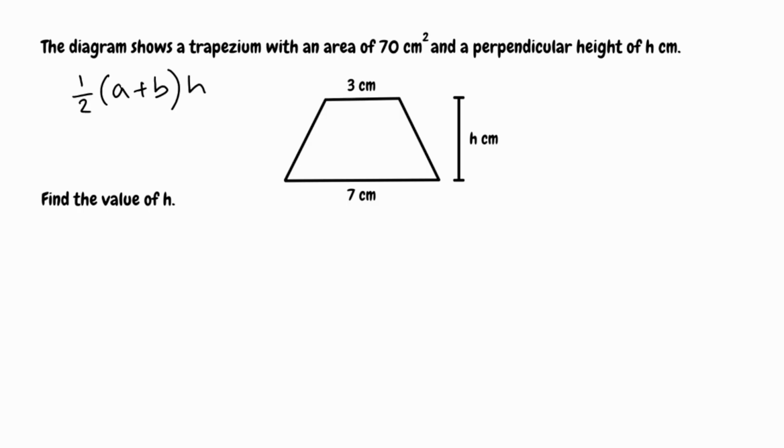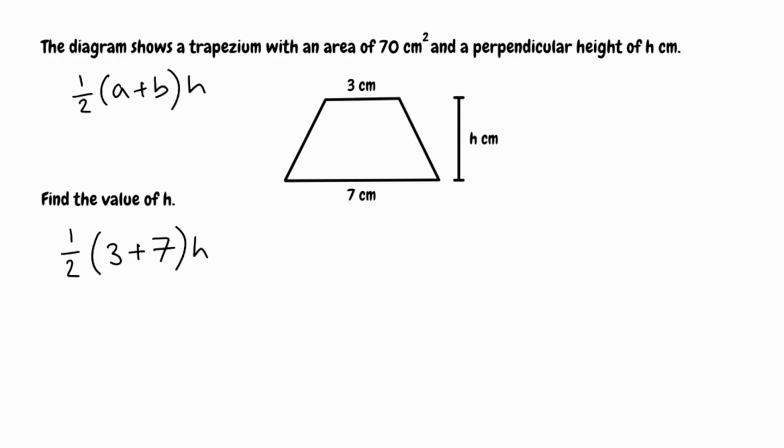So let's substitute in what we can. So we've got a half of, and then a and b, it doesn't really matter which way around we put these because we're simply adding them. So I'm going to say a is the 3 centimetres on top, so 3 plus b, which is the 7 centimetres on bottom, which then we times by h.